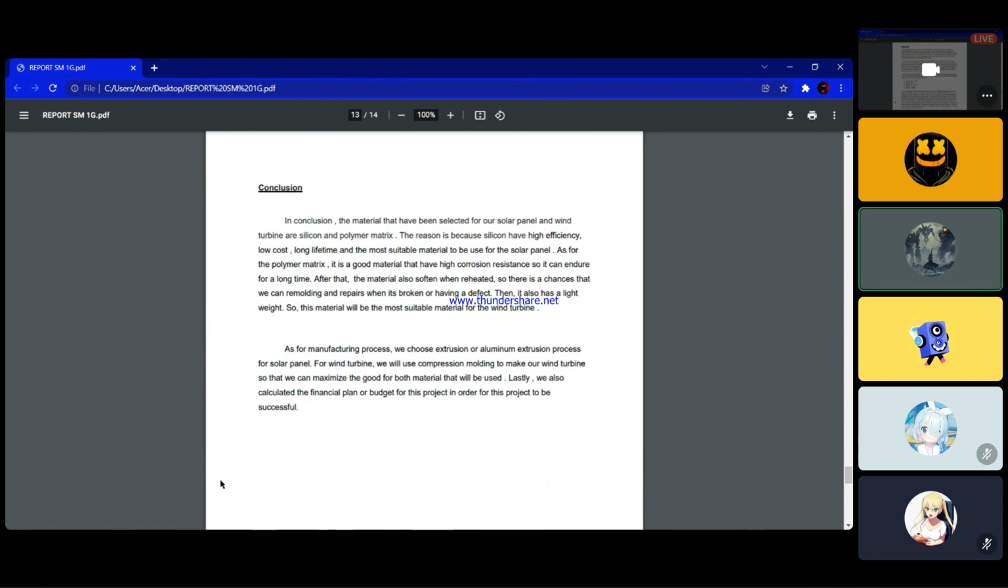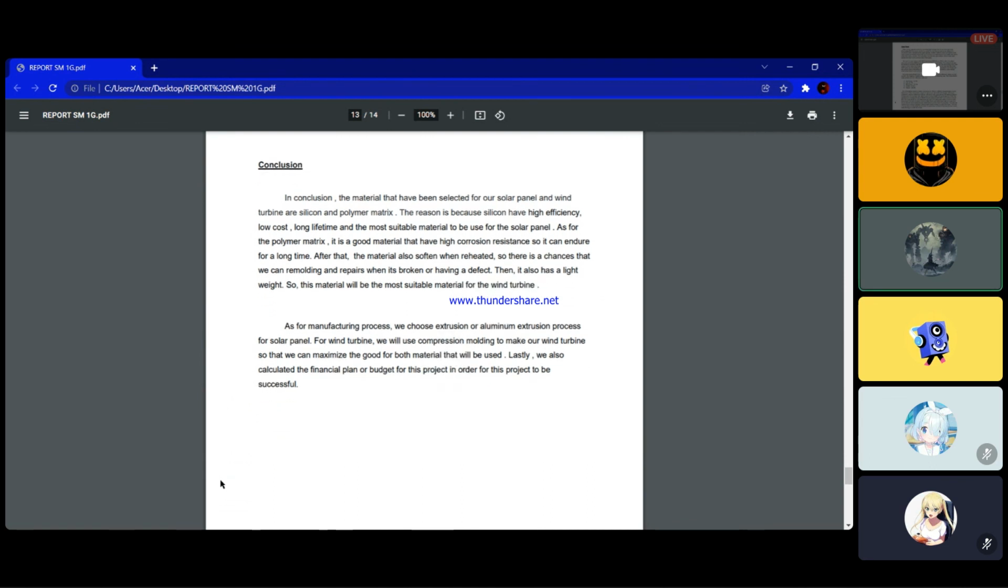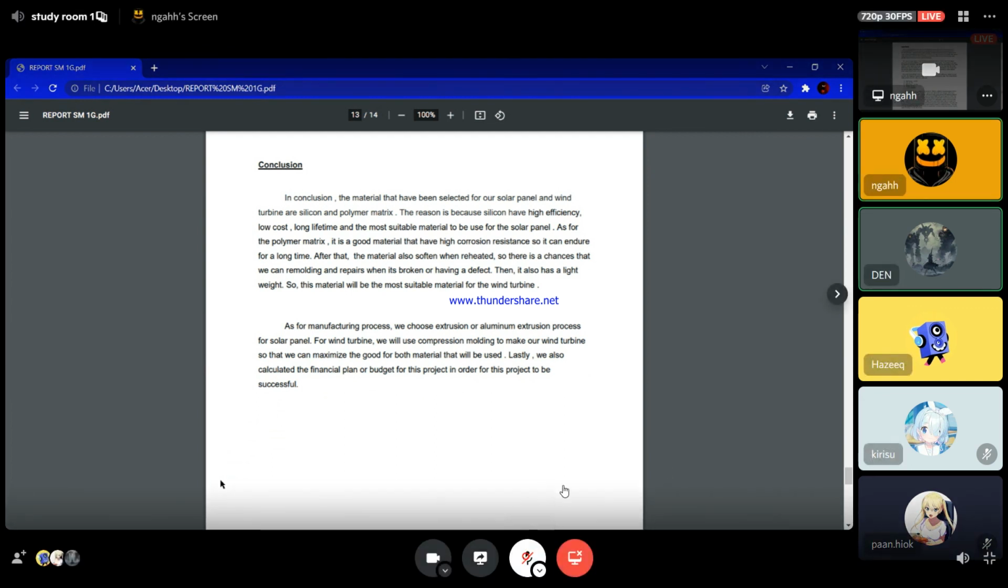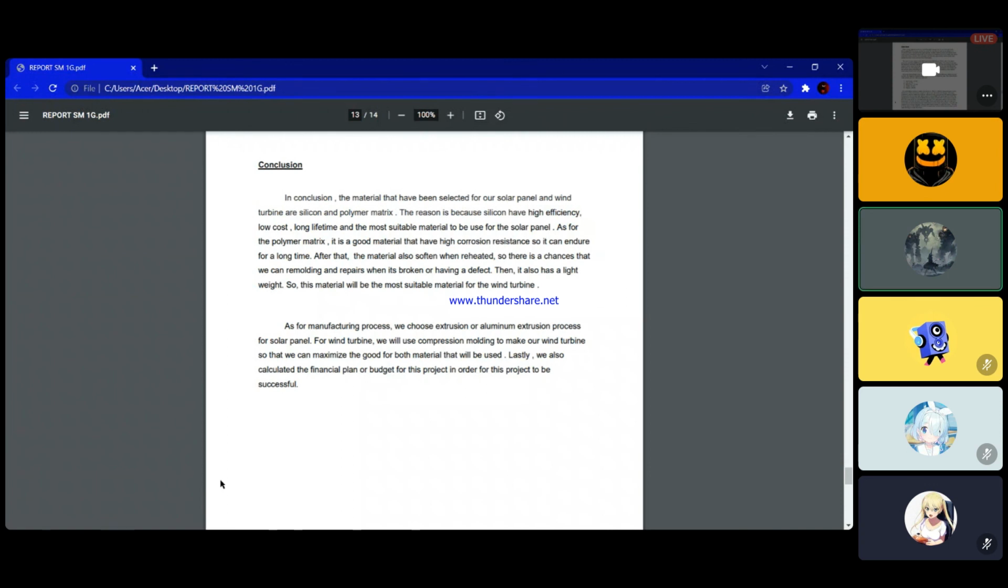Okay, next. Lastly, the conclusion. In conclusion, the materials that have been selected for our solar panel and wind turbine are silicon and polymer material, because of various reasons. As for the manufacturing process, we choose the aluminium extrusion process for the solar panel, and for the wind turbine, we will use compression molding, so that we can maximize the good of both materials that will be used.